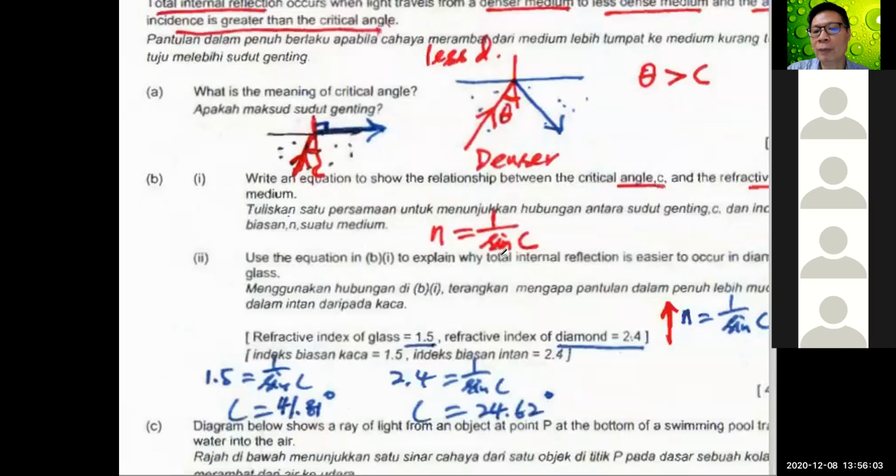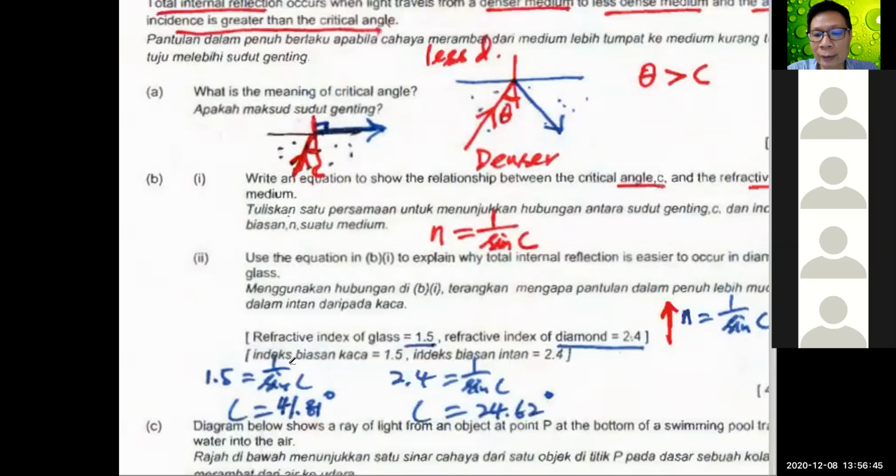Use the equation to explain why total internal reflection is easier to happen in diamond than glass. How difficult a question. Why does total internal reflection occur more easily in the diamond compared to the glass? To answer this question, you see, the SPM question asks something you cannot find in the books. Given the refractive index of glass is smaller, 1.5. The diamond refractive index is 2.4, which is bigger.